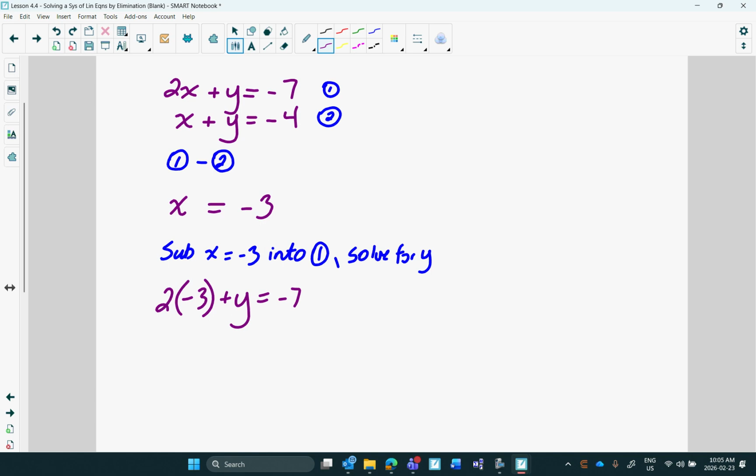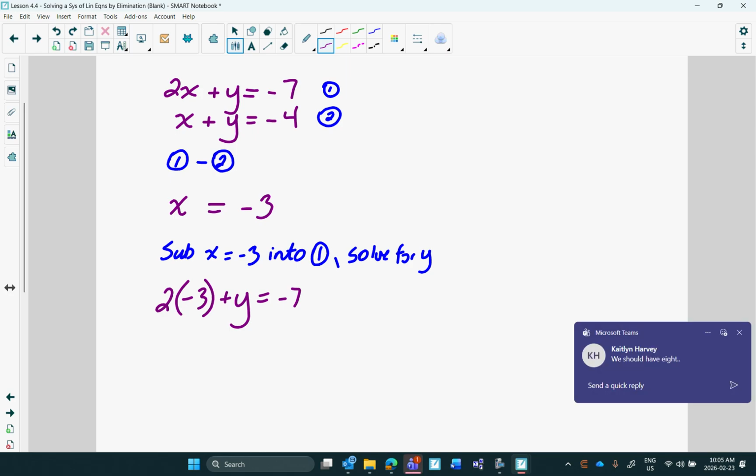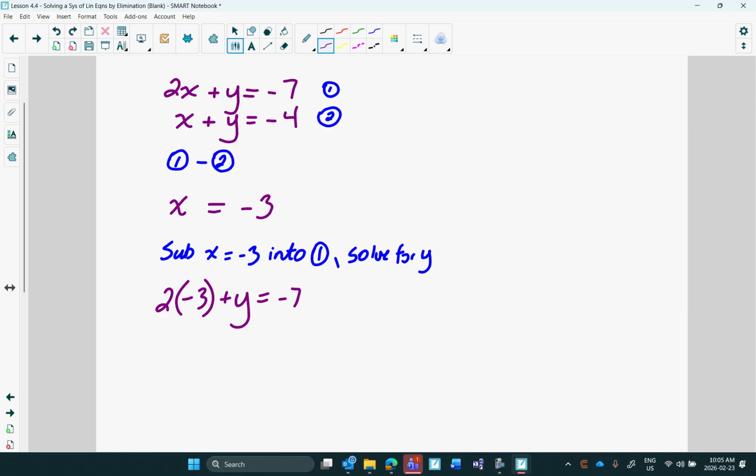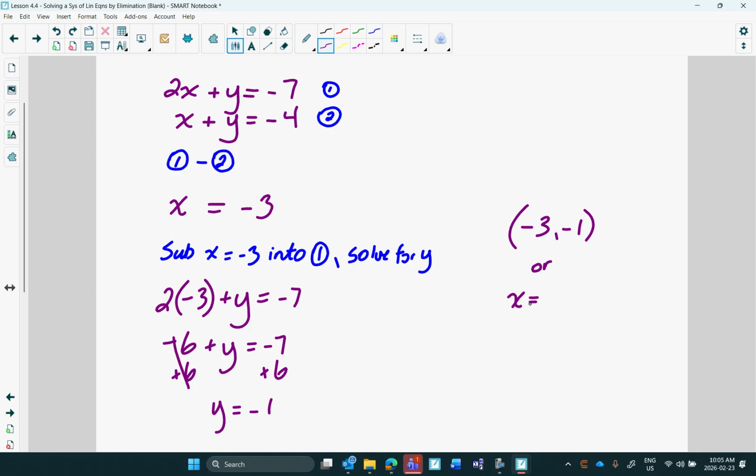Remember, we're subtracting. So when we subtract -4, add. So this is -6 plus y is -7. Add 6 to both sides to get y by itself. Y equals -1. And you got your solution. So remember, we can answer it two ways. We can write it as a coordinate, or we could just write them separately.